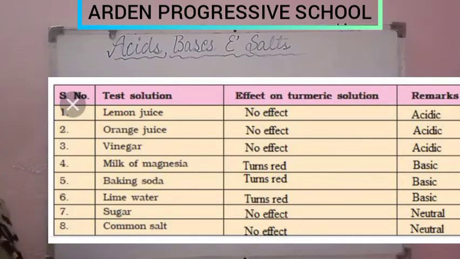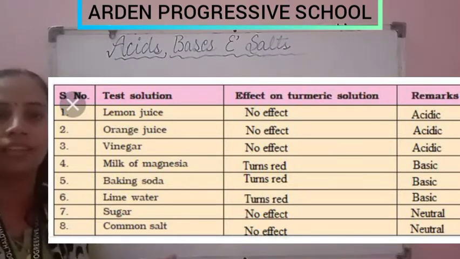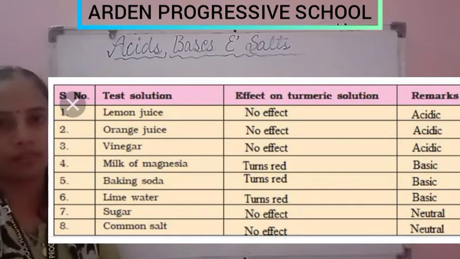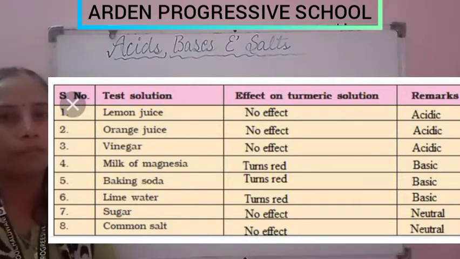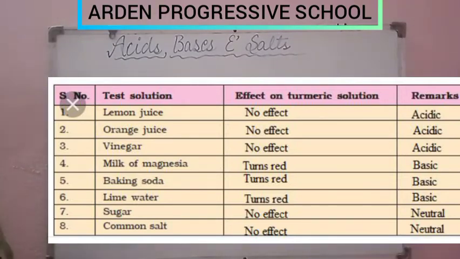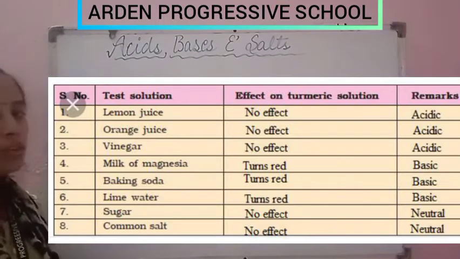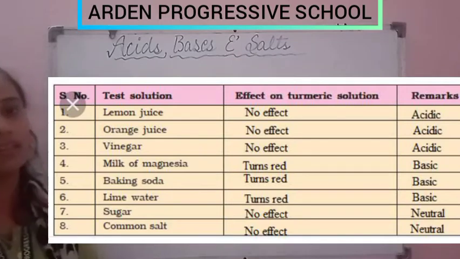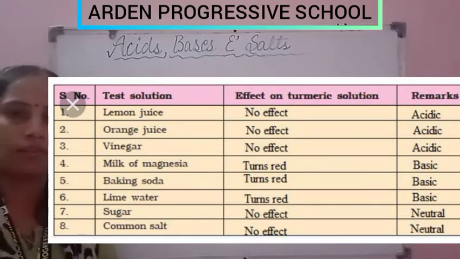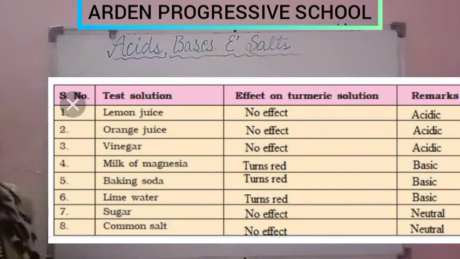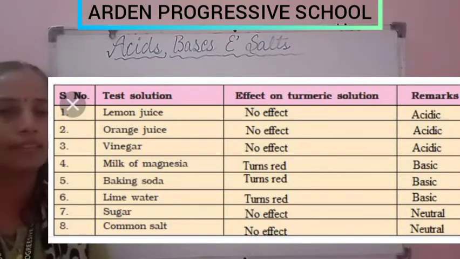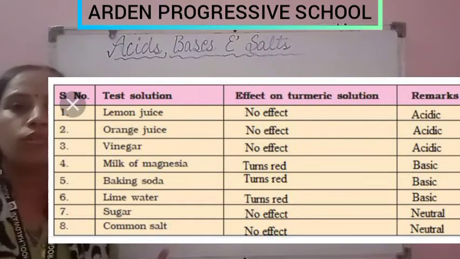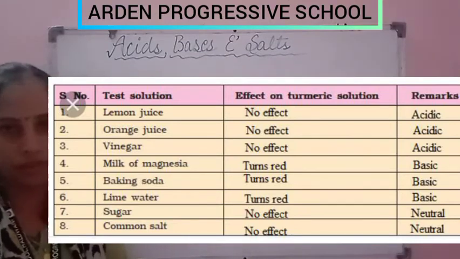Now the seventh one is sugar. When we put turmeric solution in the sugar, there will be no effect. It means it is a neutral solution. Clear? It is neither acidic nor basic. Last one is the common salt. Again, there will be no effect, no change when we put turmeric solution in it. Again, it is neutral. Clear? I hope you have understood this table 5.3. Clear? Now you have to do it in your book itself.